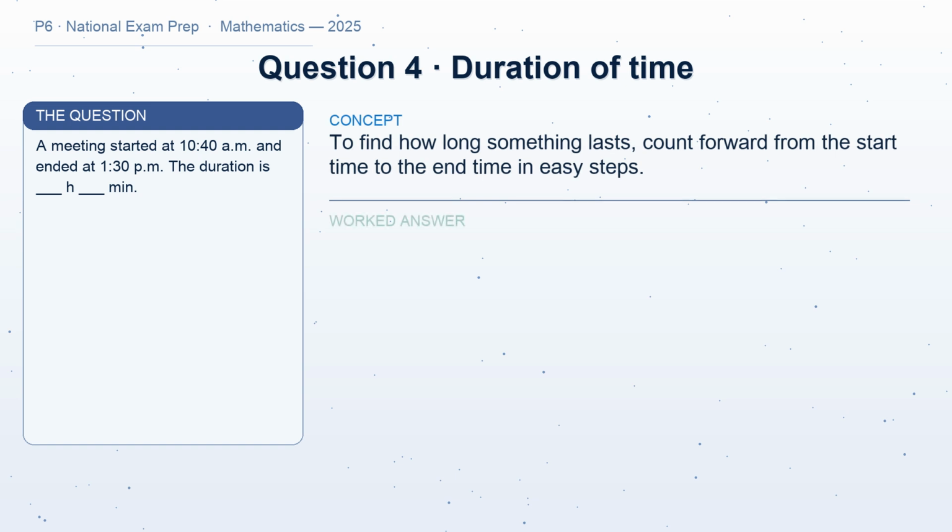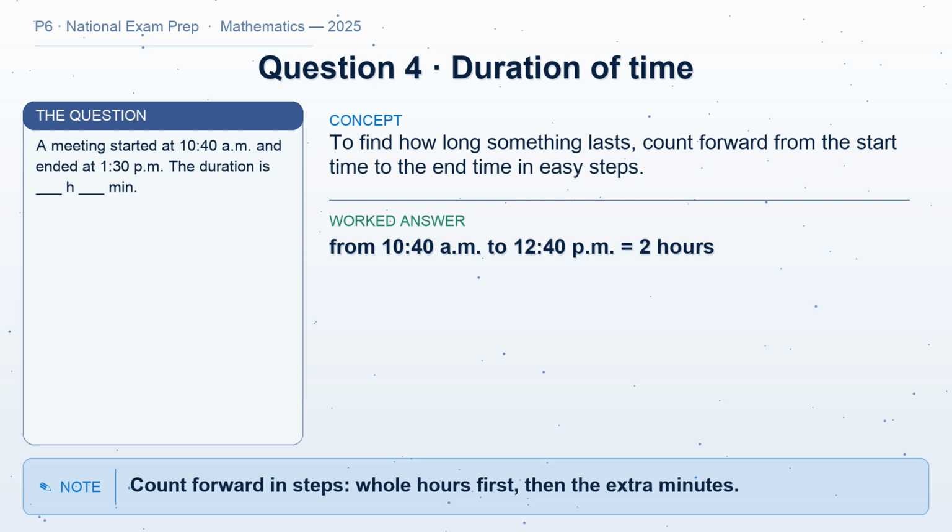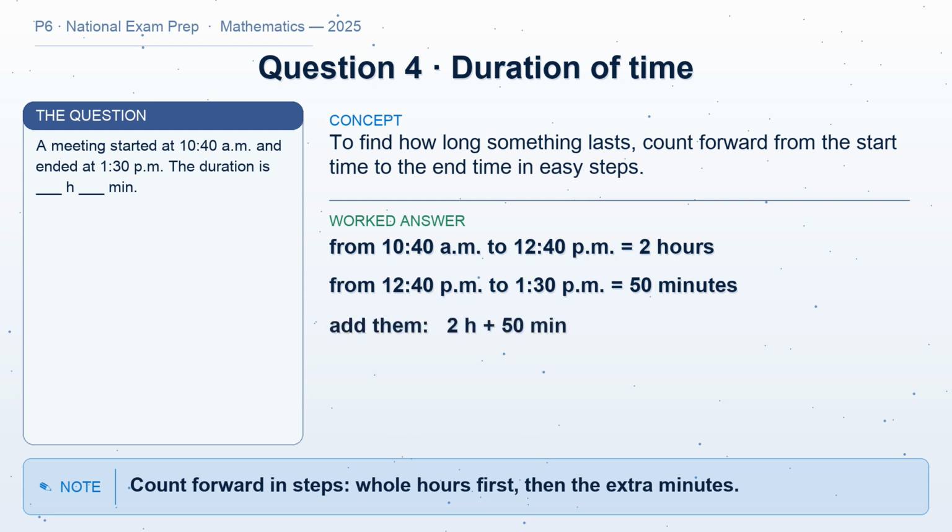The easiest way is to count forward in steps from the start to the end. First, jump whole hours. From 10:40 in the morning to 12:40 is 2 hours. Then count the extra minutes. From 12:40 to 1:30 is 50 minutes. Now add them together, 2 hours and 50 minutes. So the meeting lasted 2 hours and 50 minutes.